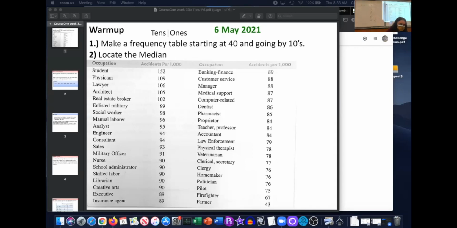So again, what we're doing now is statistics, and statistics is about organizing data. Okay, it's also about trying to find numbers that are used to represent the underlying data. And we've looked at the mean, the median, the mode, and the range of data.